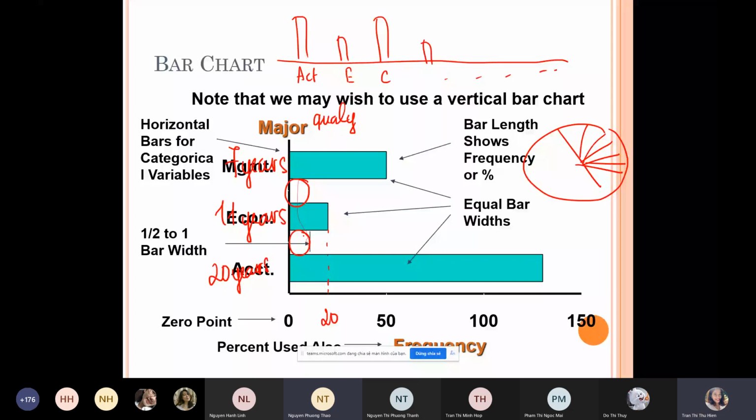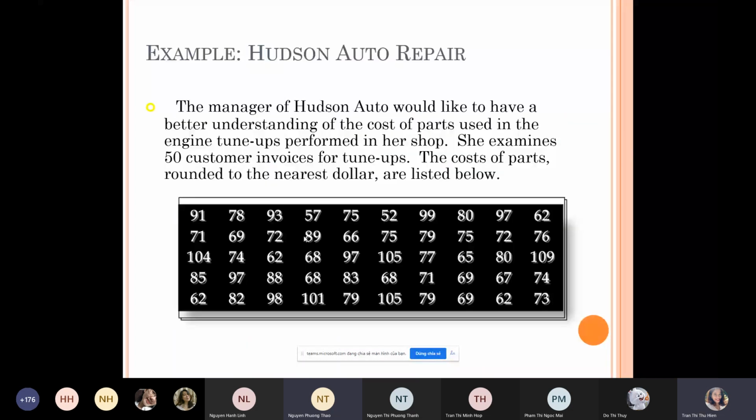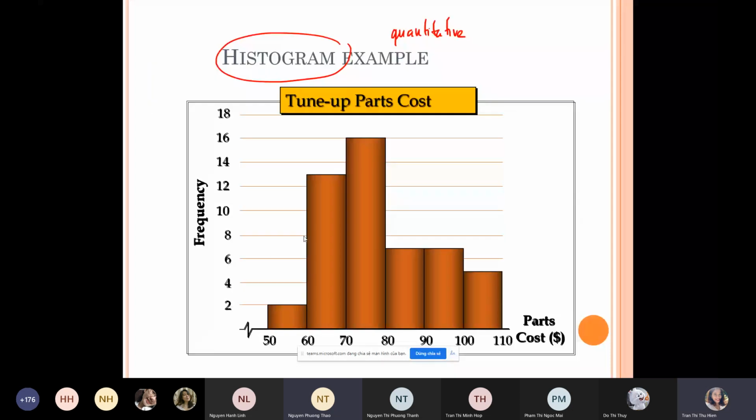But for a histogram, there is no space between the columns, because it is interval data. Each interval is consecutive, so there is no gap beside the columns. Is it clear to you, histogram and bar chart? Yes. Okay.